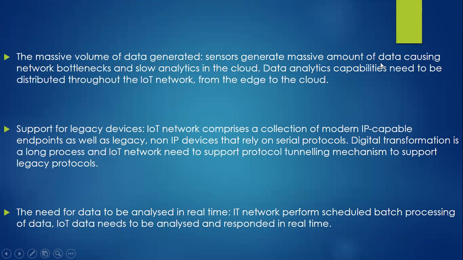Since IoT generates a massive amount of data, it causes network bottlenecks and slow analytics in the cloud. So data analytics capability needs to be distributed throughout the IoT network, from the edge to the cloud. As I mentioned, we have different levels: the first is the edge, then the mist level, then the fog level, and the cloud level.